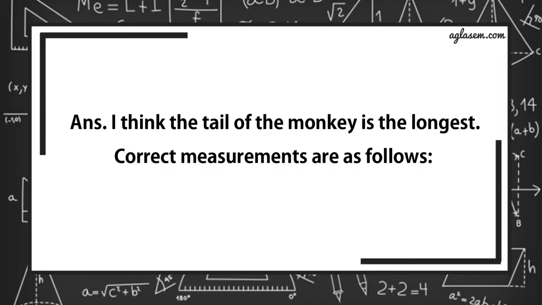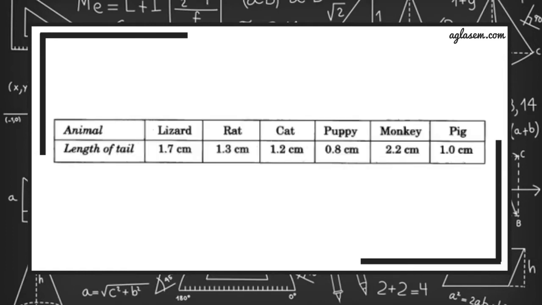Correct measures are as follows. Animal, that is lizard, the tail is 1.7 centimeter. Rat, the tail is 1.3 centimeter. Cat, the tail is 1.2 centimeter. Puppy, the tail is 0.8 centimeter. Monkey, the tail is 2.2 centimeter. Pig, the tail is 1.0 centimeter.